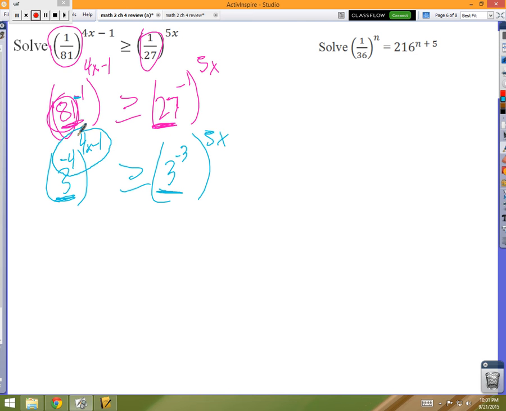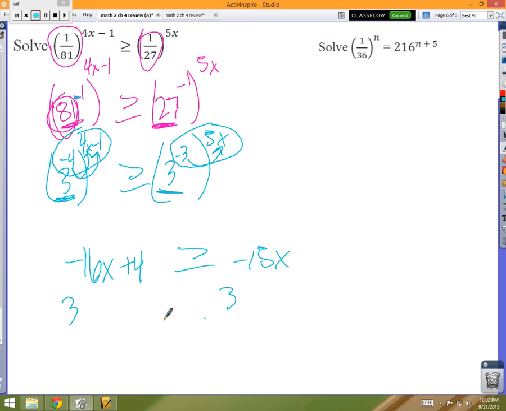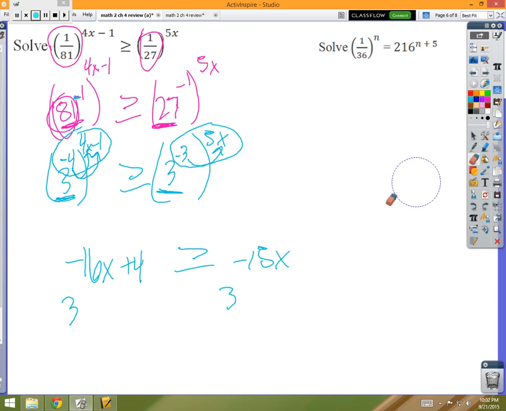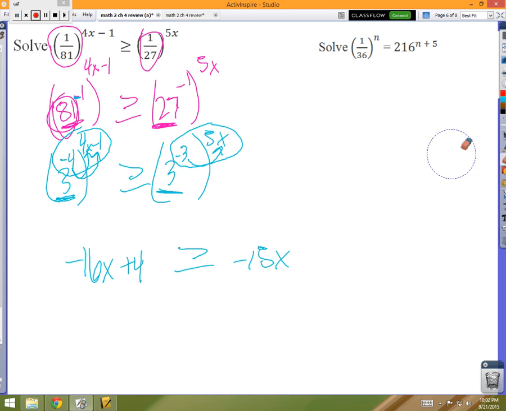But first, I've got to clean up these exponents. I've got to times these by a negative 4. So a negative 4 times 4 is a negative 16x, and a negative 4 times a negative 1 is a positive 4. And then on the right hand side, a negative 3 times 5x is a negative 15x. And now I can just totally ignore the bases, because the bases are both 3, so I just look at the exponents. Don't worry about the bases.